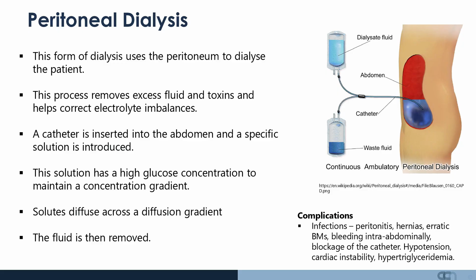Peritoneal dialysis, as you can see demonstrated here, uses the peritoneum to dialyze the patient. This process removes excess fluid and toxins and helps correct electrolyte imbalances. A catheter is inserted into the abdomen. A specific solution is introduced which has high levels of glucose to maintain a concentration gradient. Solutes diffuse across the diffusion gradients, and the fluid is then removed.